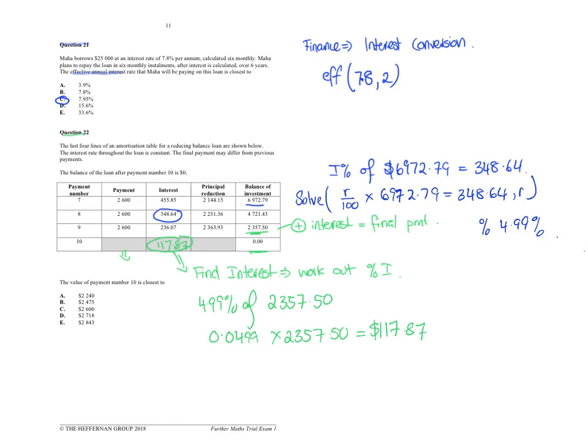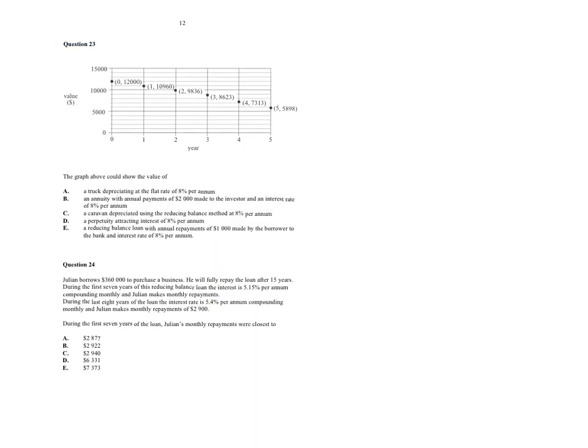So therefore, the final payment must equal the interest plus what was still owing, so 2357.50, and we get roughly 2475, which is B.